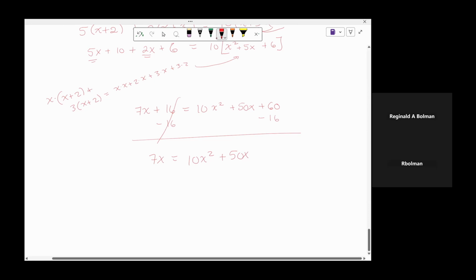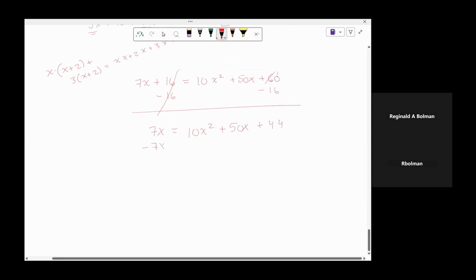And 60 minus 16, you're going to have to borrow a 10. 10 minus 6 gives you a 4. 5 minus 1 gives you 4. So you've got a positive 44. And go ahead and subtract off 7x on both sides. You get 0 is equal to 10x squared. 50 minus 7x is, of course, going to be 43x plus 44.